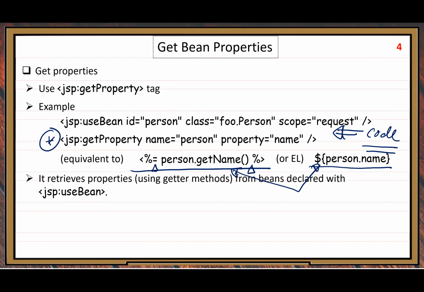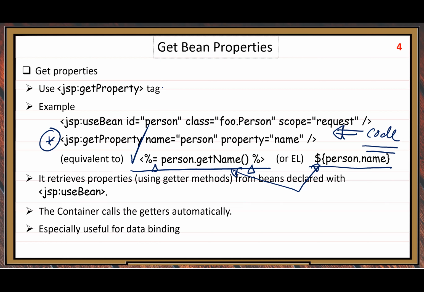It retrieves properties using getter methods from beans declared with jsp:useBean. Here actually, I do not need to repeat it. You just look at the JSP expression way, the specific way to retrieve it. The container calls the getters automatically. Okay. So copy data, setter, getter.